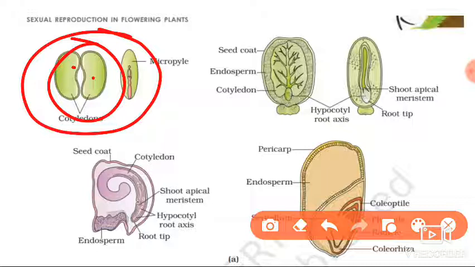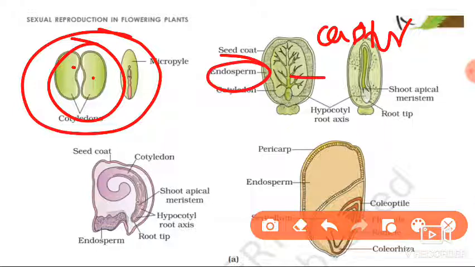But here, in the castor, this is the castor plant, you can see the endosperm. In the middle there are cotyledons, and those cotyledons are surrounded by nutritive tissue, that is endosperm. This is in the case of castor. And the next one you can take here, that is onion.